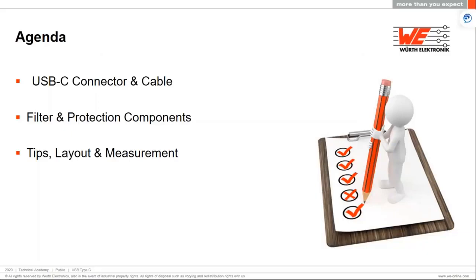Then we'll move on to talking about filter and protection components that we have to use in addition to these USB connectors and cables to make the whole design more efficient. And lastly, we'll also talk about some tips and layout measurements, and some of the good practices and bad practices that we see in the industry, and how we can improve them and make our design more user-friendly.